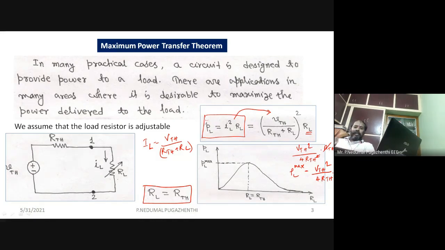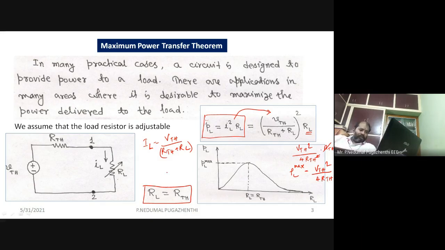So what is the condition for maximum power transfer? The condition for maximum power transfer is RL is equal to R Thevenin. So what should be your first step? You have to convert the given two terminal network into a Thevenin equivalent circuit, finding out V Thevenin and R Thevenin, then connect it across RL, then make RL equal to R Thevenin, then your maximum power will be transferred. But how is this condition derived?